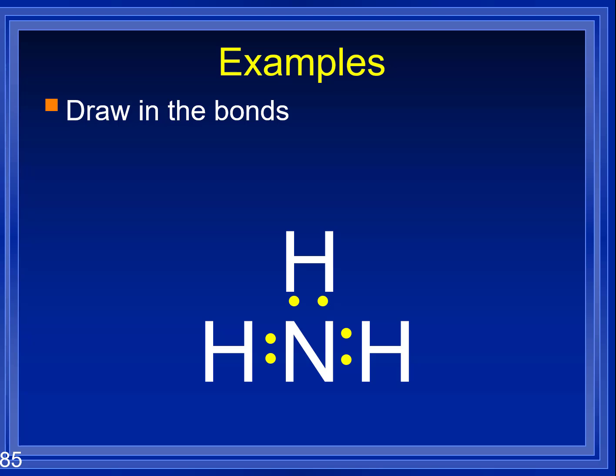And then fill in the rest to make everything happy. The hydrogens are happy. The nitrogen needs another pair in order to be happy. Now I can check. How many dots have I drawn there? 8. What was my half number when I started? 8. I have the right number of dots, and everybody looks like a noble gas. This is probably the right one. Make sense? Okay.